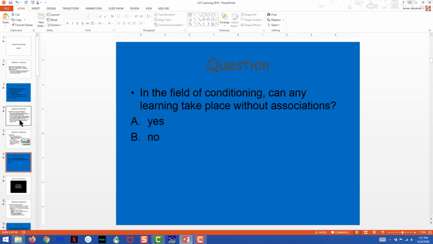So, in the field of conditioning, can any learning take place without associations? The answer there is definitely no, not at all. All learning must require associations. There's no such thing as behavior changing without any type of embedded association in it. And as we get more and more into the process of learning, we're going to see more and more the parameters that surround how learning takes place and how restricted you are to this general phenomenon.